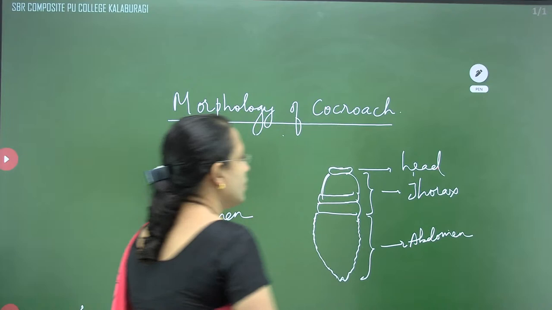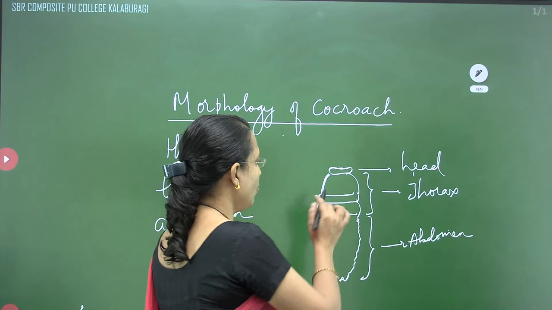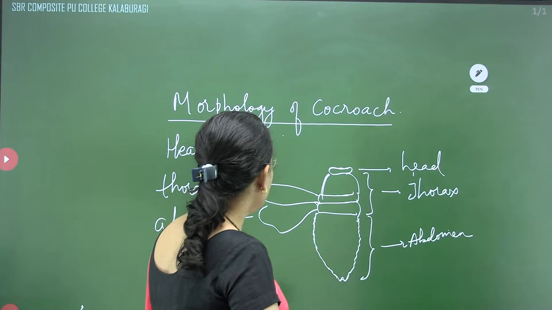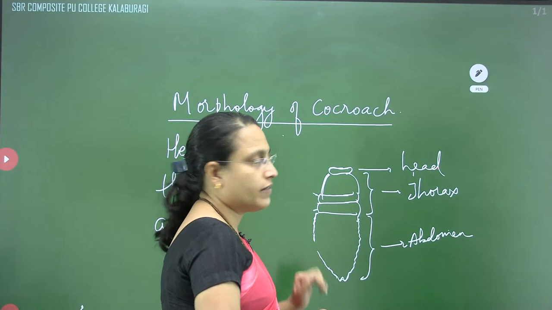This figure is a schematic. It is without the wings, which means further it should consist of the wings. But these are the broad divisions of the cockroach. This is the body division.